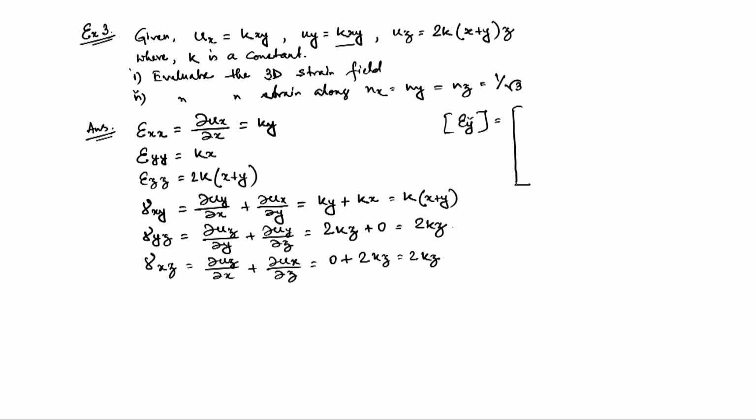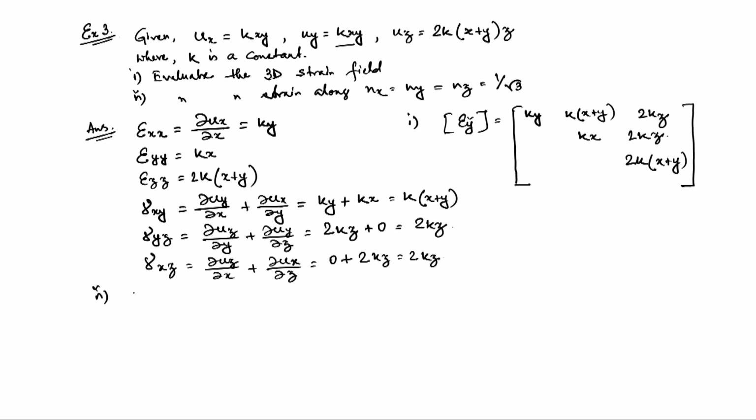Then if we just write down all the elements in the matrix form, so we have ky and then k times x plus y, then twice kz, then kx, twice kz, and then twice k x plus y. Right. So, that is the first part.